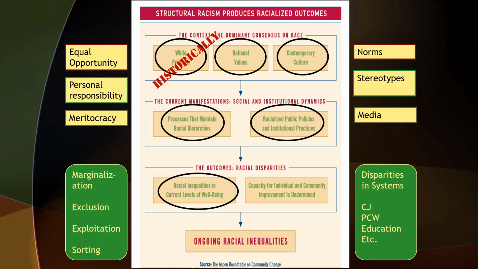And here we're talking about health, mental health, wealth, etc. And also undermining the capacity for upward mobility. And when we take all of this together, that explains why we have all of these ongoing racial inequalities. And that's the end of the introduction.